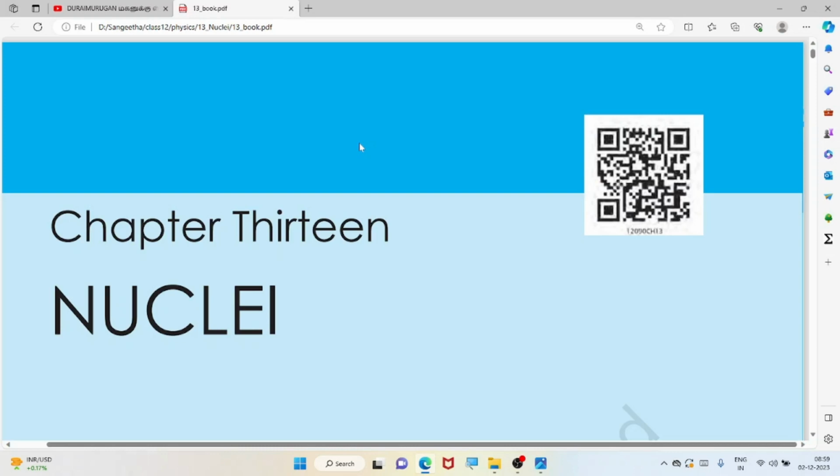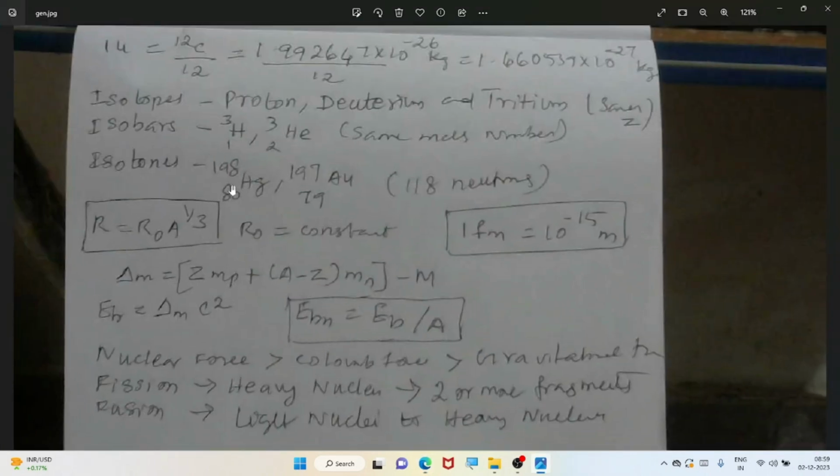We will go through some important points in the Class 12 Physics Chapter 13, Nuclei. Here are some important things from this chapter.